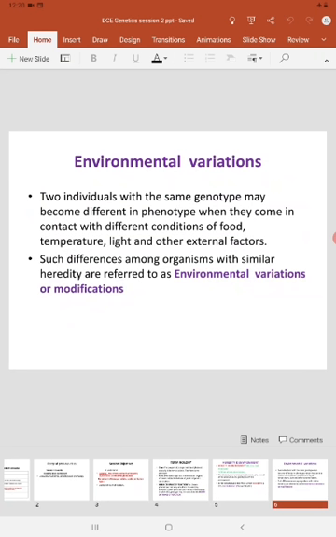Now, environmental variations. When two individuals which have the same genotype differ externally because of environmental factors, this is known as environmental variations or environmental modifications.